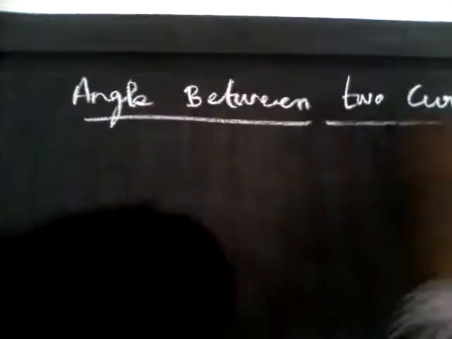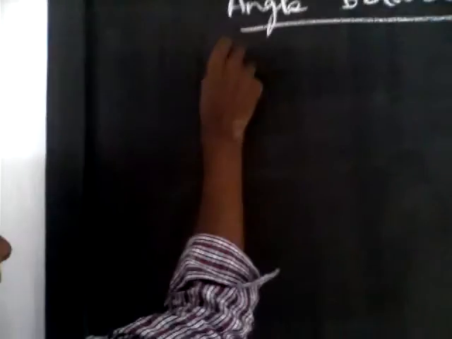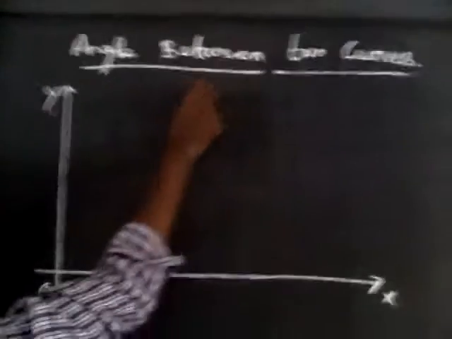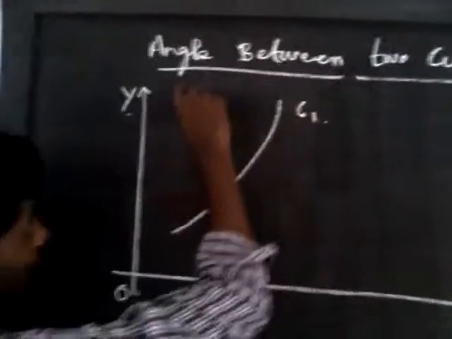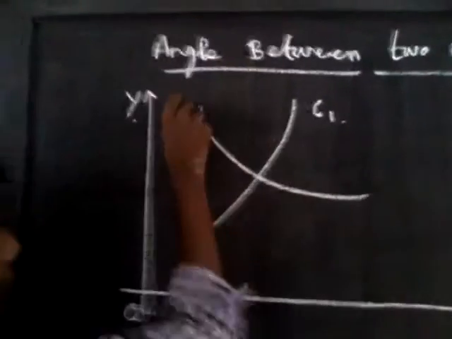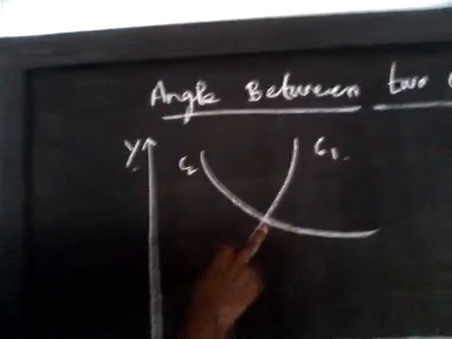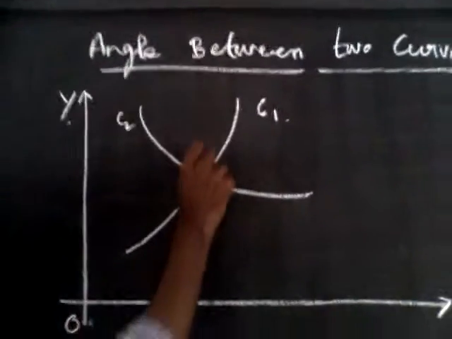We will discuss the angle between two curves. Draw the x-axis, origin, y-axis. Draw a curve C1, and this is the curve C2. These two curves are intersecting at a point P.